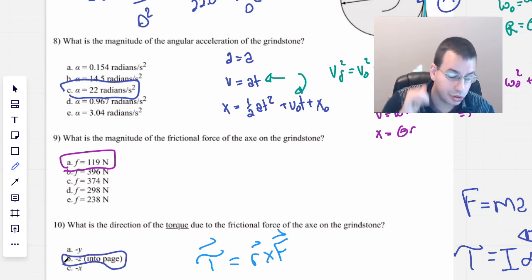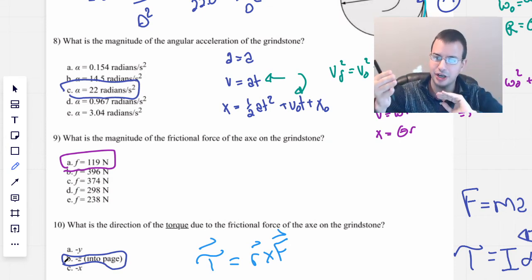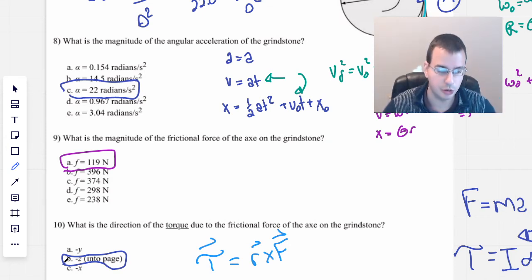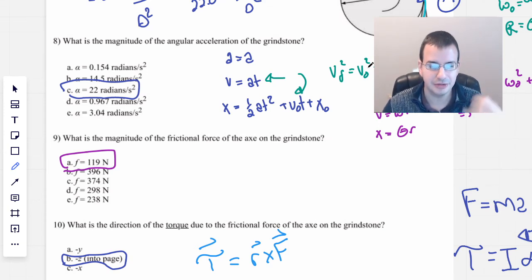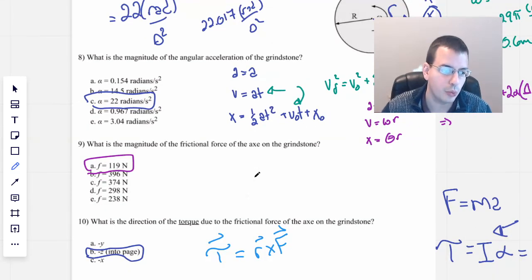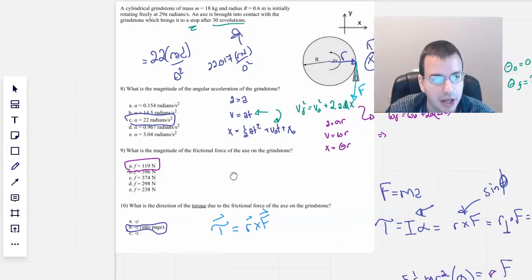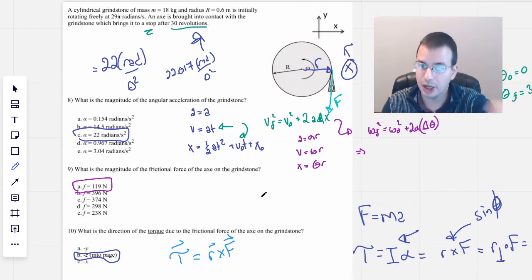Also, whenever you take the cross product of one vector and another vector, the resultant vector will be perpendicular to each. Since both the R and the F are in the X and Y plane, the resultant vector will be in neither of those. The only one left, assuming 3 dimensions, is the Z direction. So when I have one option that's a Z, it's going to be the Z. And that's how this problem is approached.